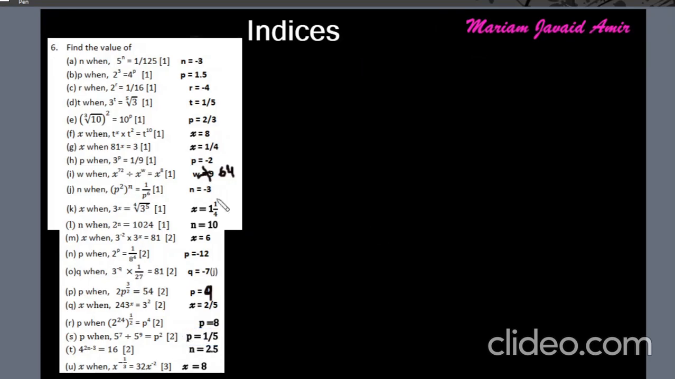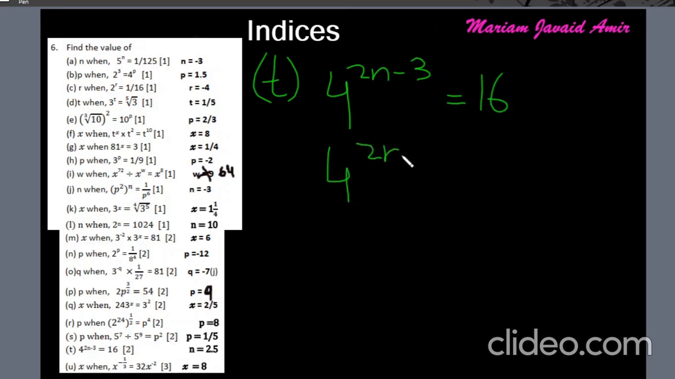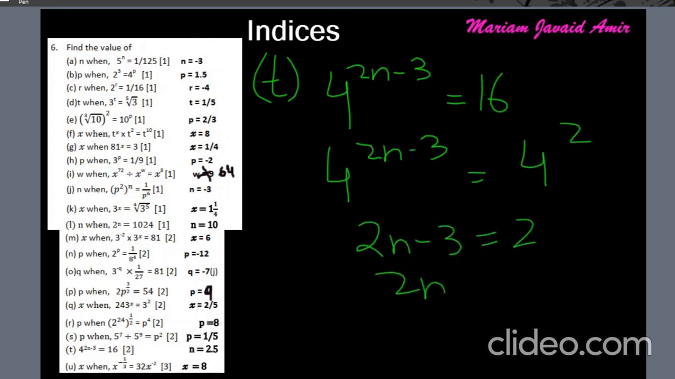Alright, part T. 4 to n minus 3 equals 16. So 4 to n minus 3 equals 4 square, which means 2n minus 3 equals 2, which means 2n equals 5, which means n equals 5 by 2, which is 2.5.